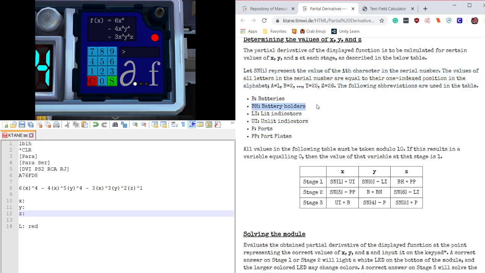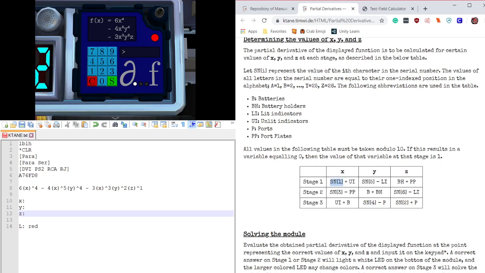B is batteries, BH is battery holders, LI is indicators, UI is unlit indicators, P is ports, PB is port plates. Simple enough. And it also has SN1, SN5, SN4. This basically means the respective characters of the serial at those respective positions.